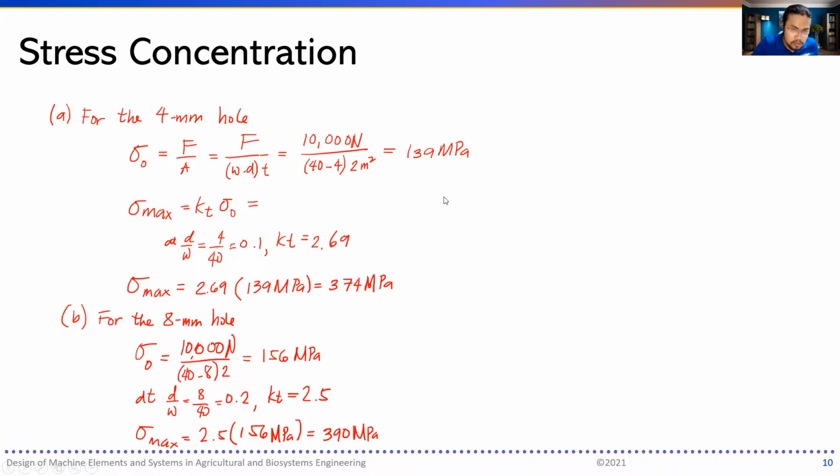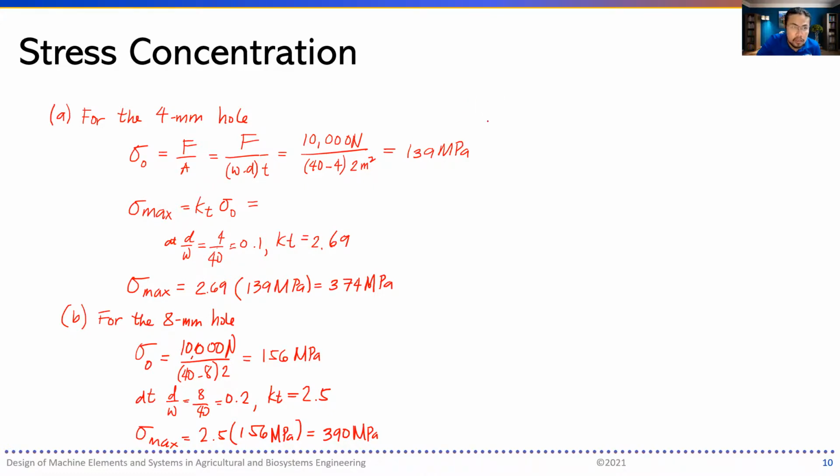What does that mean? The values for the 8mm hole at 390 megapascals mean that it would be of a greater value than the 4mm hole and would significantly be the cause of a failure than the smaller hole. Let's find the failure tendency for the fillet portion.